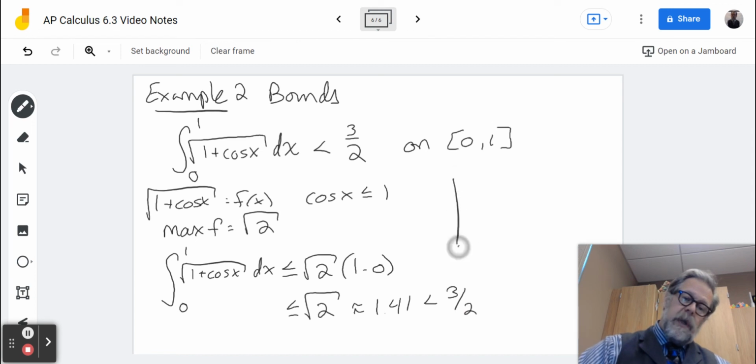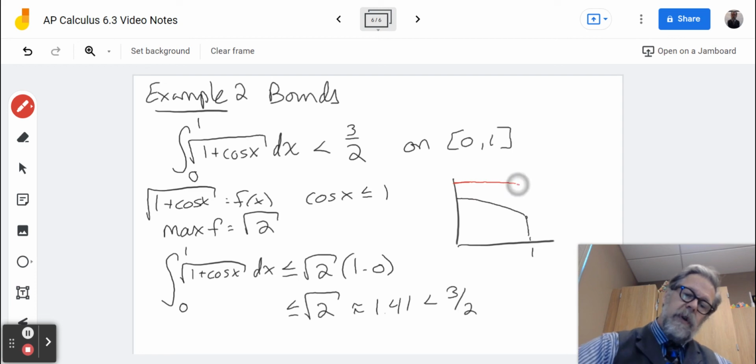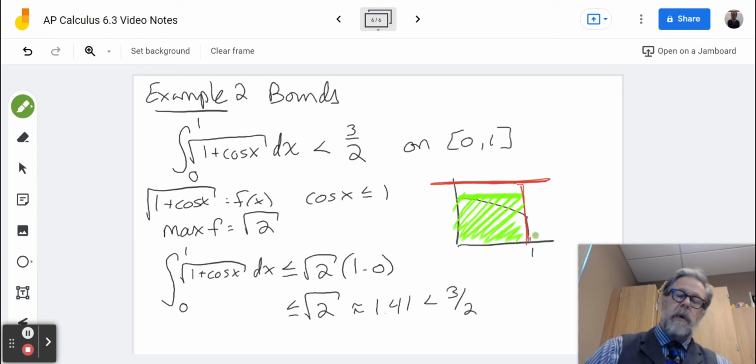Graphically, if you wanted to look at this, what we see is that the cosine function from 0 to 1 looks something like this. The maximum value of this integral is, I don't know if I like that graph. Do I like that graph? Oh yes, yes. That's the limit we're interested in. And the maximum value of this integral, of course, is going to be equal to this right here, which is square root of 2.